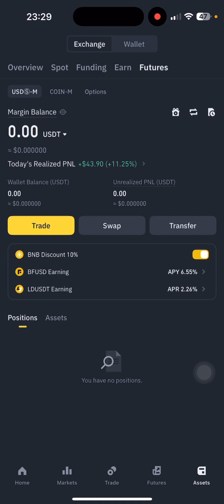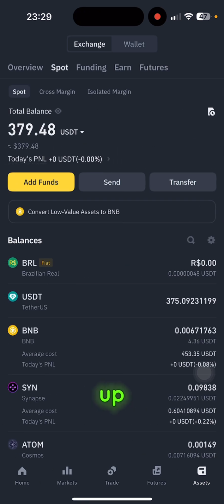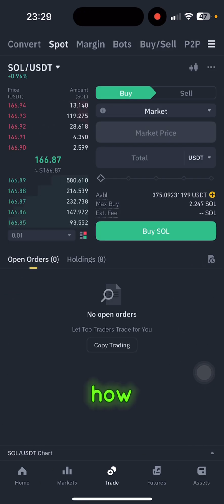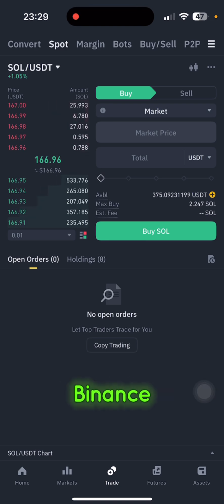So basically, I'm going to open up Binance now, and let's see how we can take advantage of this in real time. So right here on Binance, the way we do this is pretty simple.